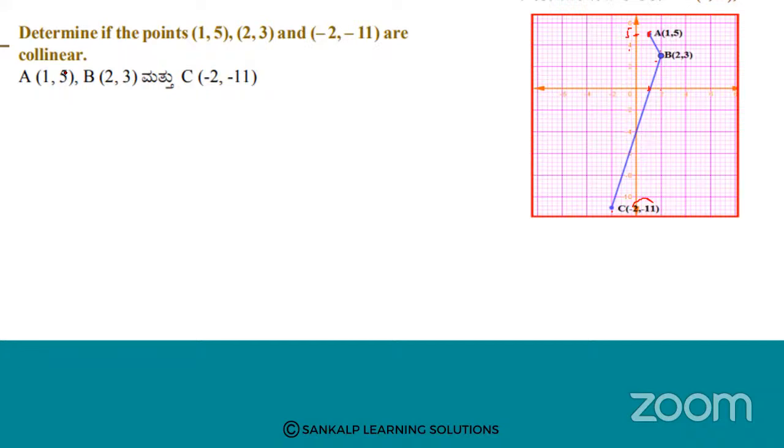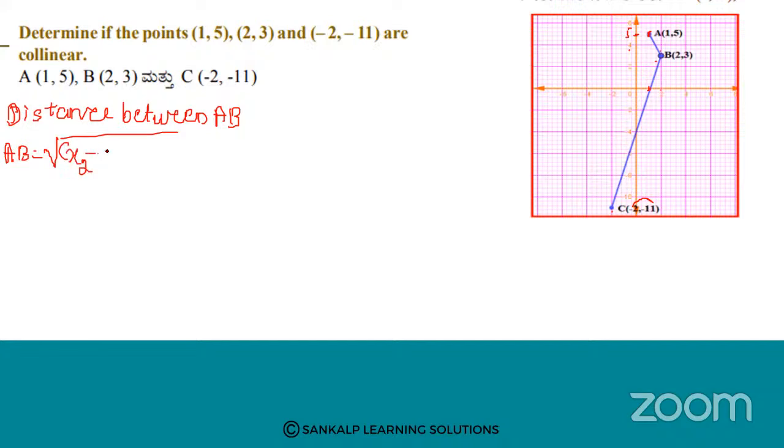For that, what are you going to do? First, find out the distance between AB, BC and AC. So we'll see the distance between AB. AB is equal to square root of, what is the distance formula? (x2 minus x1) whole square plus (y2 minus y1) whole square. So when you consider A and B, this is x1, y1 and this is x2, y2.